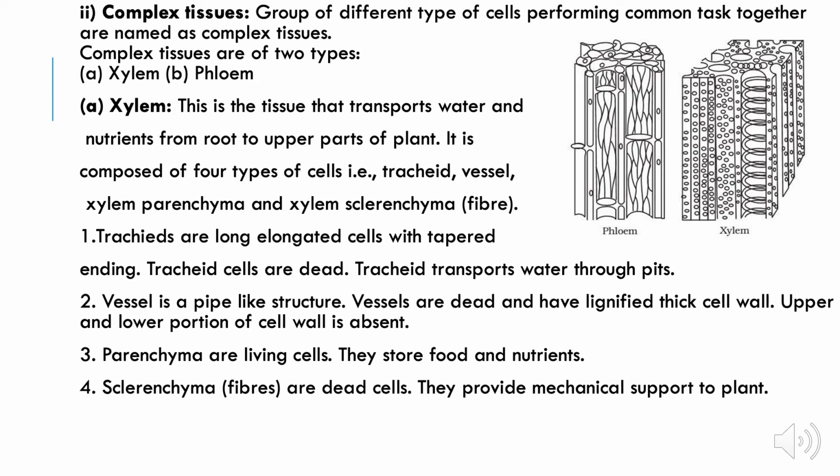What is the function of xylem? They conduct water and minerals from the roots to the different parts of the plant. So this basically consists of four parts. The first one is tracheids. If you can see, the tracheids are long, tubular with tapering ends, and their function is to transport water vertically upward.